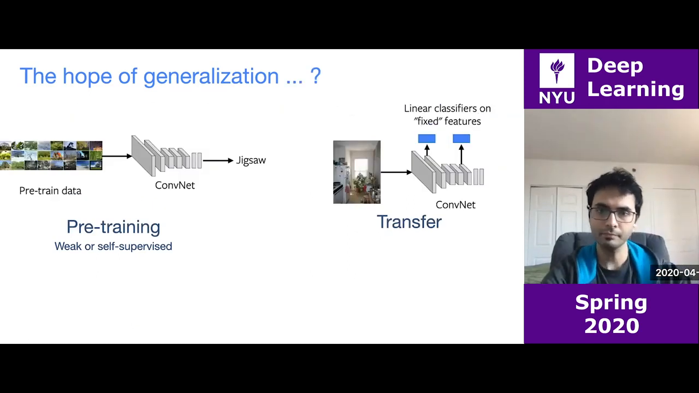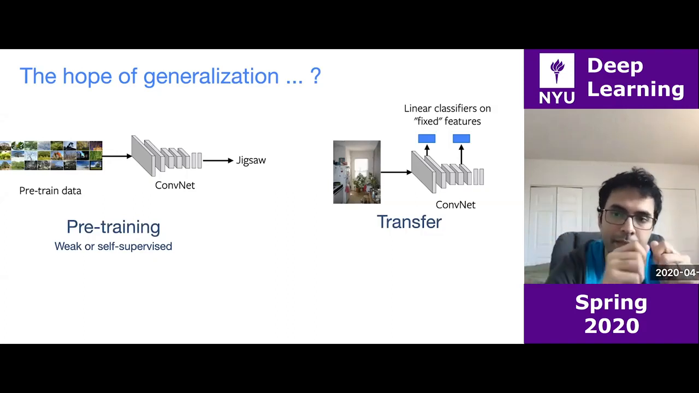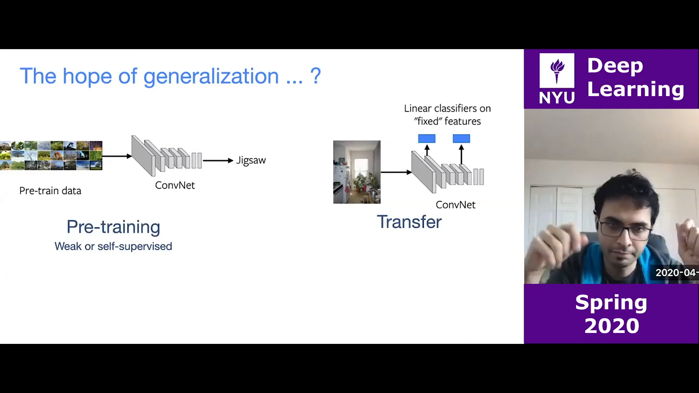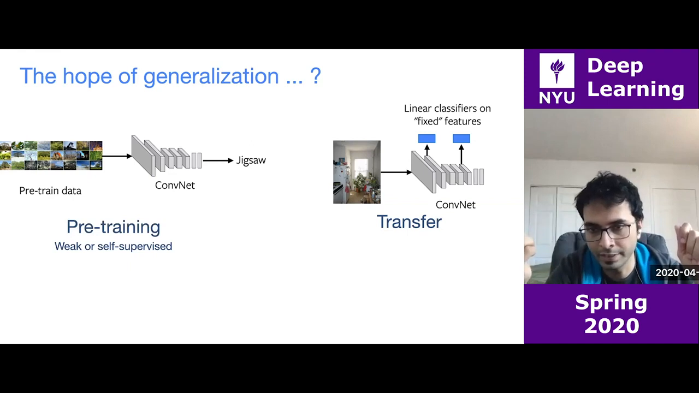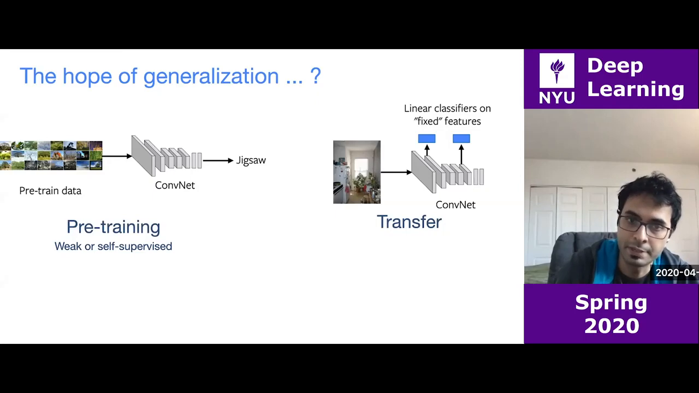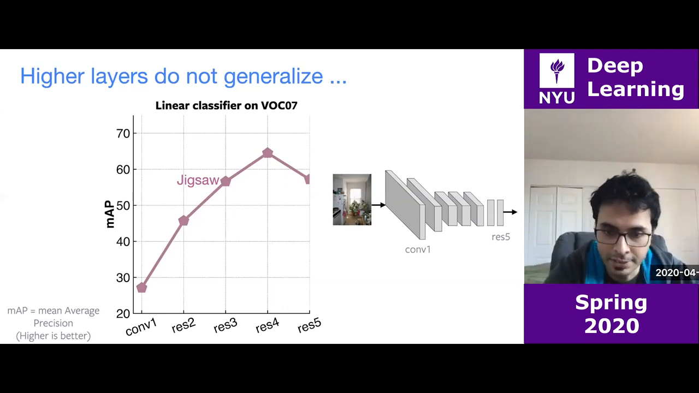So this is the hope of generalization, and the way we can evaluate this is by looking at the representations at each layer. If in the last layer we do not see representations that are well aligned with the transfer task, then that is a red flag, telling us that maybe this pre-training task is not really the right task to solve. So like I mentioned earlier, this is the pattern that we get for jigsaw, and it shows us that probably the last layers are very much specialized towards the jigsaw problem.